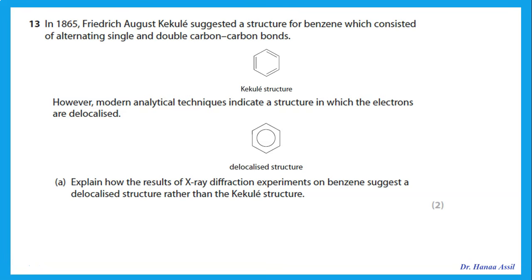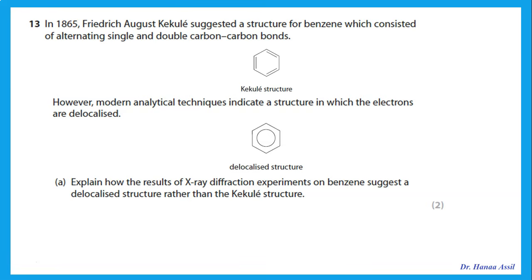In 1865, Friedrich August Kekulé suggested a structure for benzene which consisted of alternating single and double carbon-carbon bonds. So that was the Kekulé structure. However, modern analytical techniques indicate a structure in which the electrons are delocalized over the 6 carbons. So we have the delocalized structure.